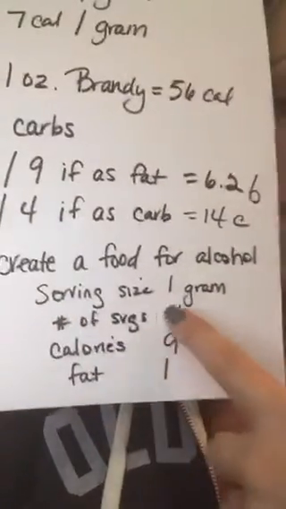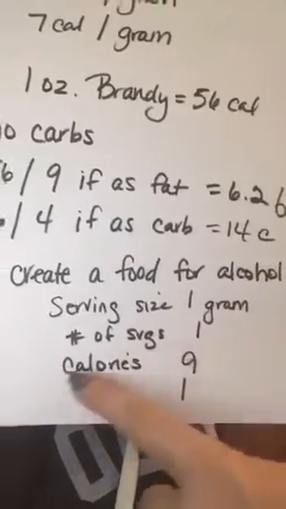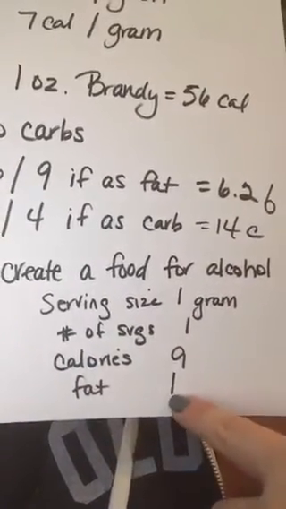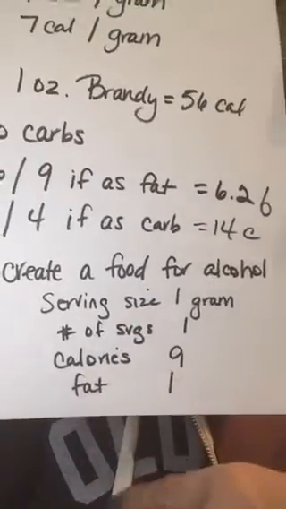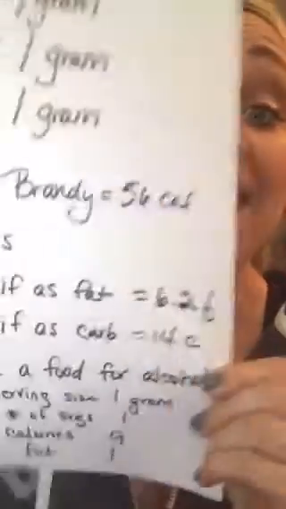You can do the same thing as carbs. You'll just do serving size 1 gram, number of servings 1, calories 4, and this will be carbs, and there'll be a 1 here instead of fat. All the rest of your micronutrients and macronutrients are going to be zeros. MyFitnessPal's not going to like that. It's going to say there's a whole bunch of other things you didn't enter. Are you okay with that? Yes, we're okay with that. So this is how you do it when you have a liquor that is 100% calories from alcohol.